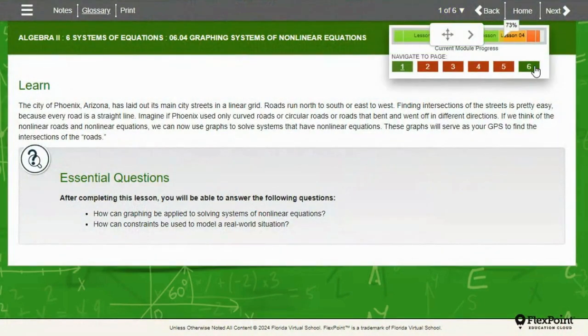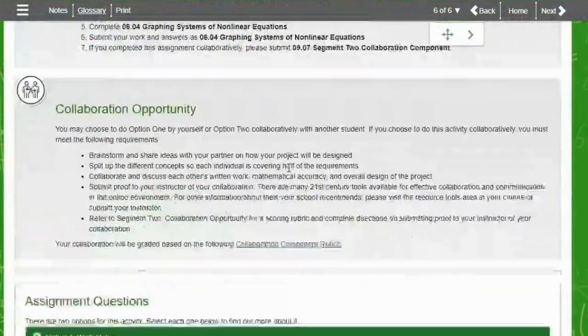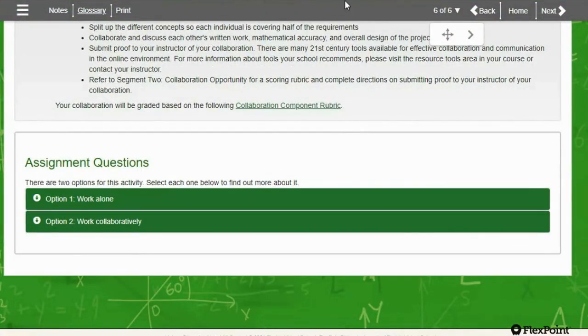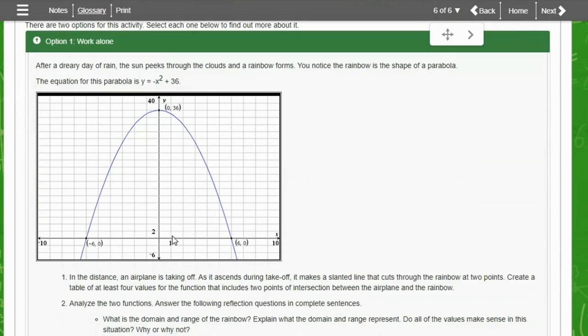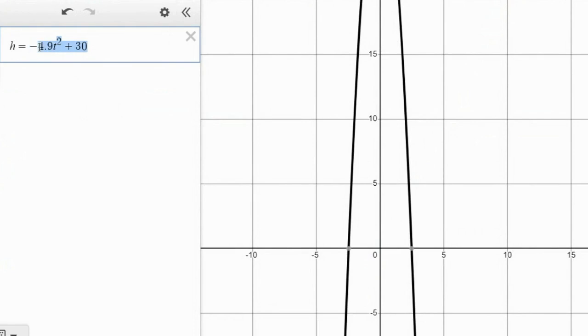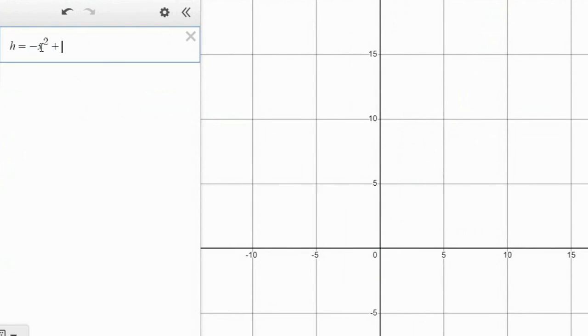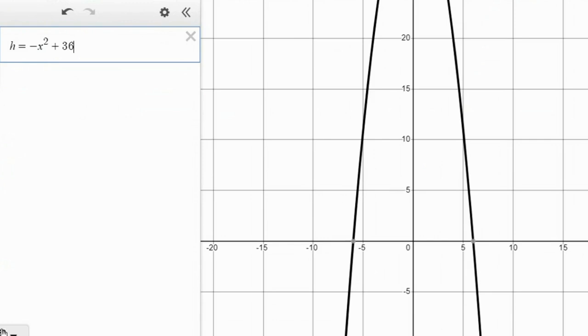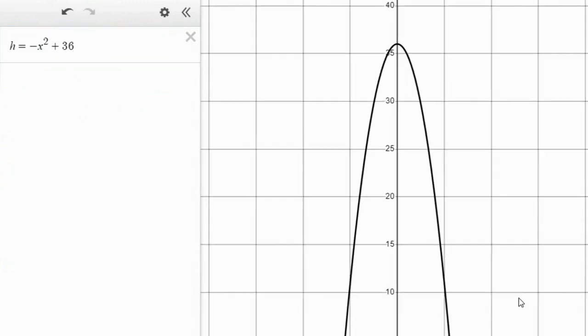Let's go to page 6. Go down to work alone. See, this says choose work alone, option 1. After a dreary day of rain, the sun peeks through the clouds in a rainbow form. Here's a graph of the rainbow. You notice it is a parabola. And here's the equation for that parabola: negative x squared plus 36. If you want to play with it in Desmos, you can put it in Desmos.